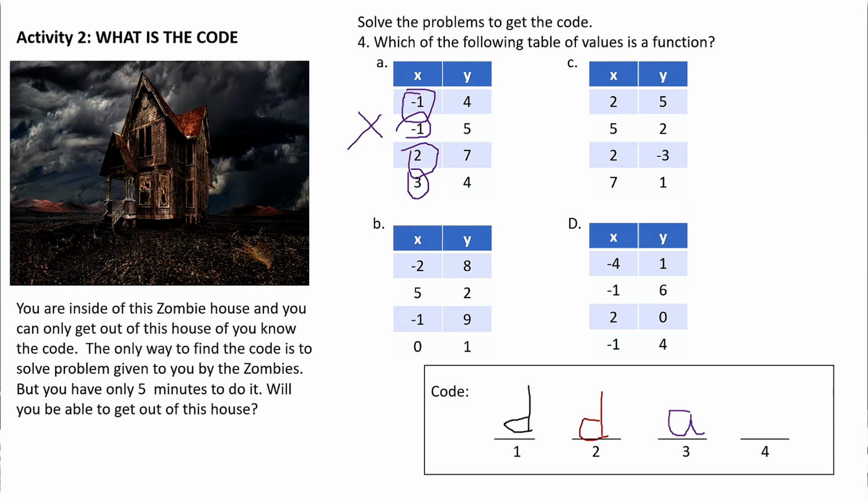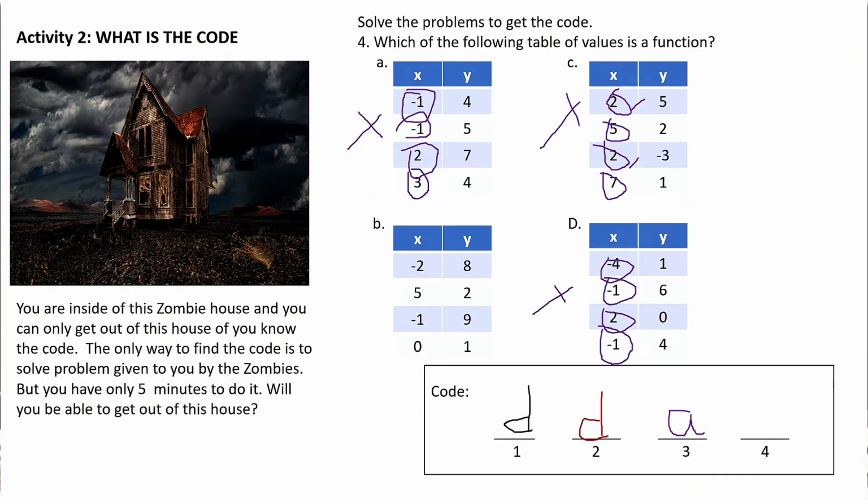How about letter C? The x values are 2, 5, 2, and 7. Still, there is a repetition of the x values. We have two 2's right here. Okay, so this is not a function. How about letter D? The x values are negative 4, negative 1, 2, and negative 1. Still, there is a repetition of x values. We have two negative 1's. So letter D is also not a function.